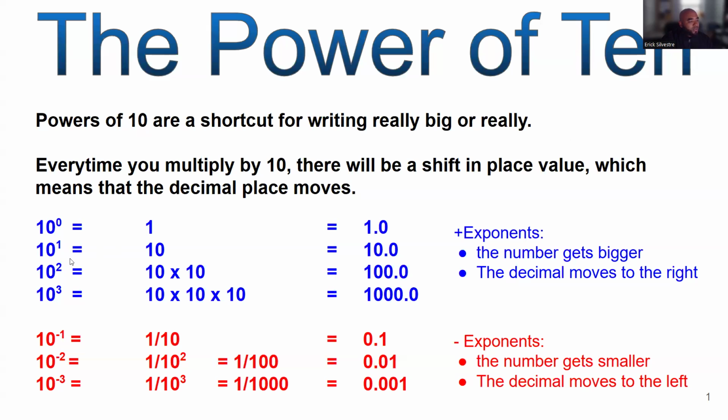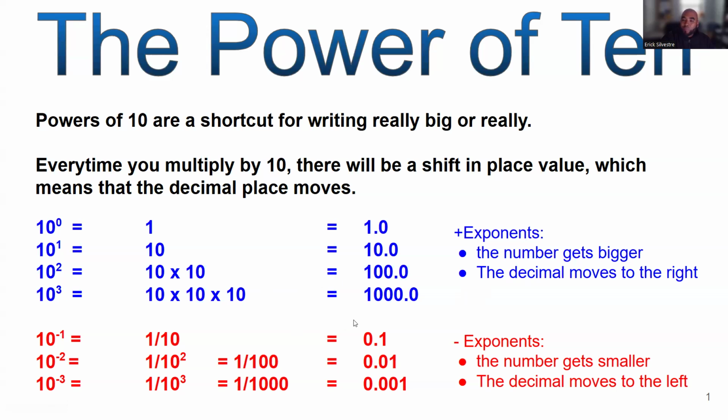For example, 10 to the 0 equals 1, 10 to the 1 equals 10, 10 to the 2, 10 to the 3, and so on. We already spoke about exponents, so we see how exponents are affecting a base of 10. If you have a positive exponent, the number gets larger. The decimal moves to the right. So 10 to the 0 equals 1, which is the same thing as saying 1.0, and 10 to the 1 is 10, and so on. Every time my exponent gets larger, my power of 10 gets larger as well.